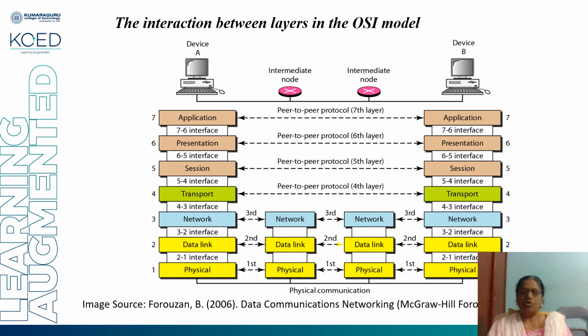Let's see about addressing. The address used in the lower layers, namely physical and data link layer, is called as MAC address. A MAC address is a 48-bit address which is usually denoted in hexa form. And the address used in network layer is called as the IP address. IPv4 address is 32-bit and IPv6 address is 128-bit.